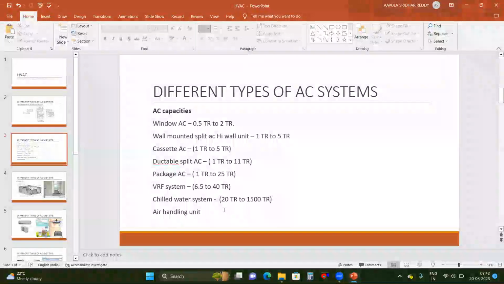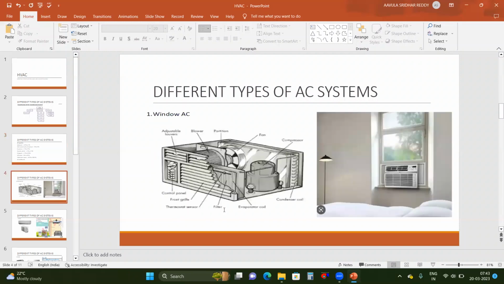So next one is air handling unit. So air handling unit is an indoor type of unit. So that will depend, we can give any capacity for that. Okay. So these are the capacities. So always remember these capacities. So based on these capacities only, we will select the units. Okay. So we'll see each and every image and the usage, where we'll use these different types of units.